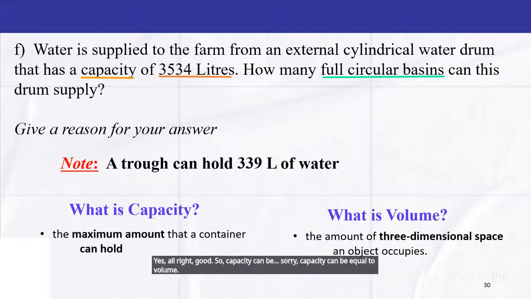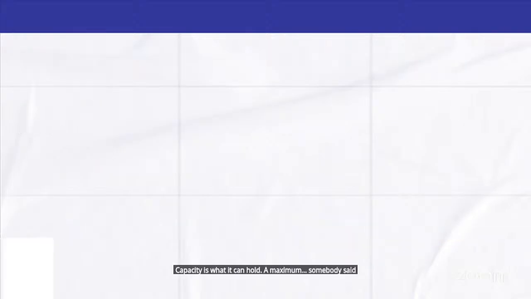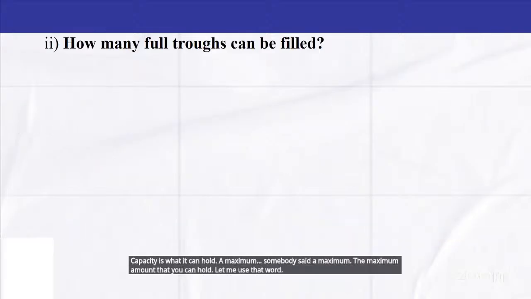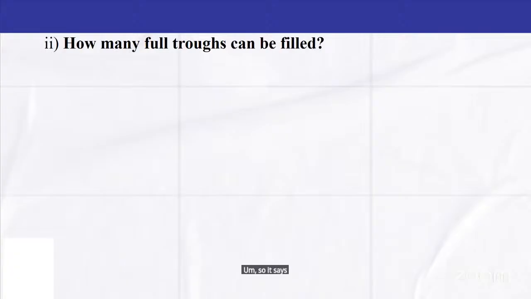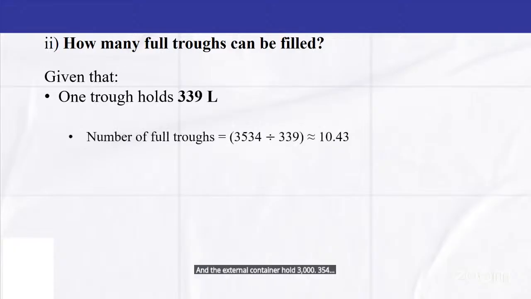But remember, the volume now is how much is in it at the time. Capacity is what it can hold. The maximum, somebody said the maximum amount that it can hold. Let me use that word. So it says now, how many full troughs can be filled? Okay, so we know that one trough holds 339 liters and the external container holds 3,534 liters of water. So we want to know how many troughs can be filled.